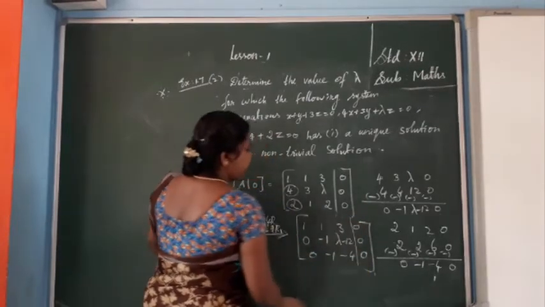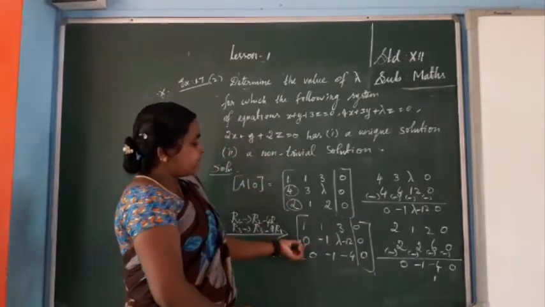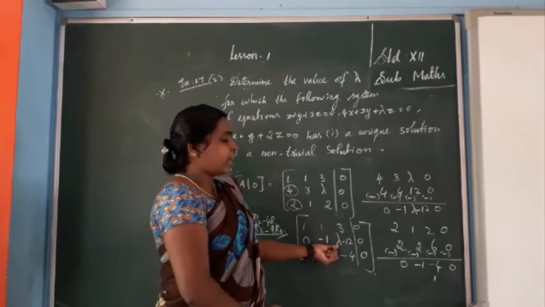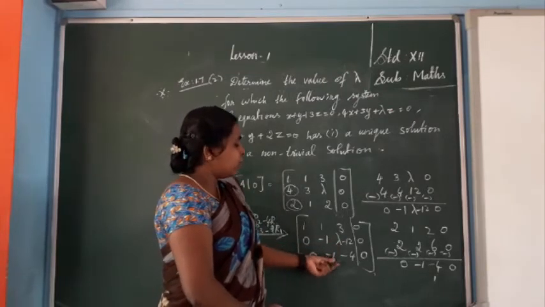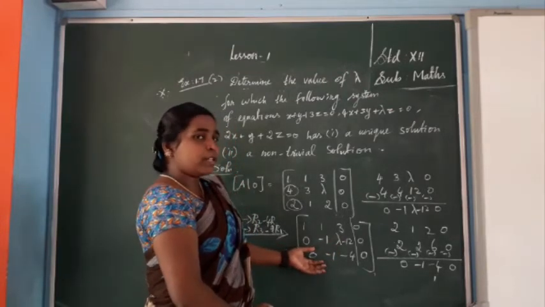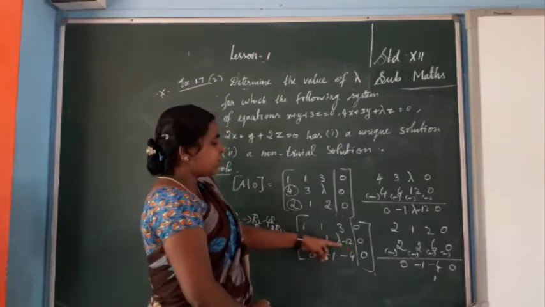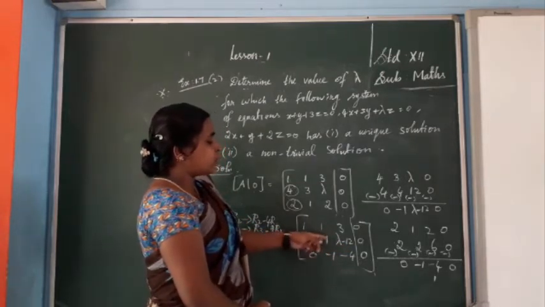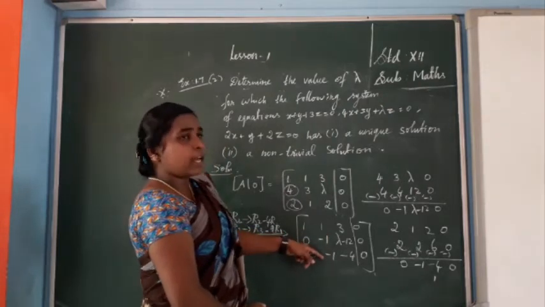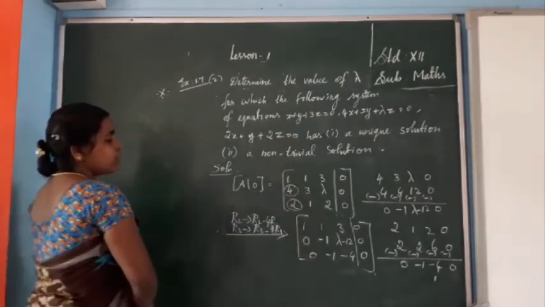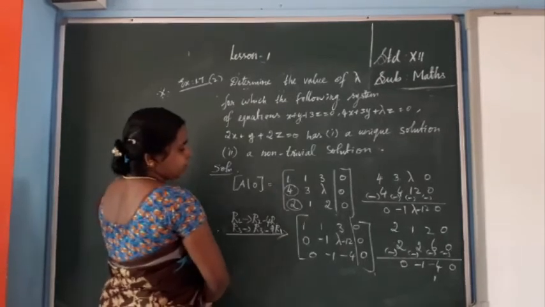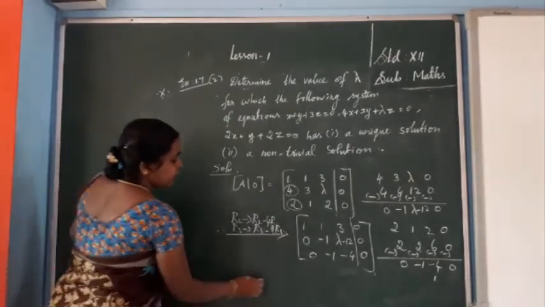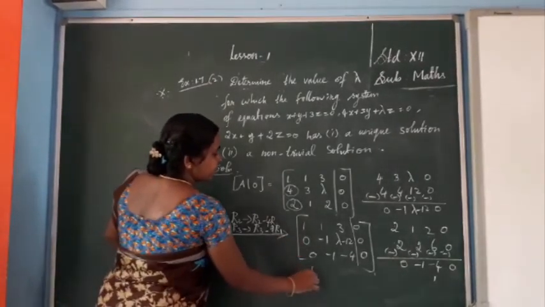Okay. Now you see, actually in the second row the unknown lambda is there. In the third row they are not there. So only one row has the unknown, that is the second row. So if we interchange R2 and R3, the calculation will get easy.